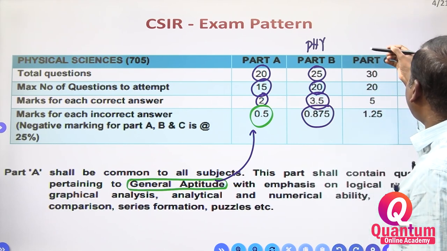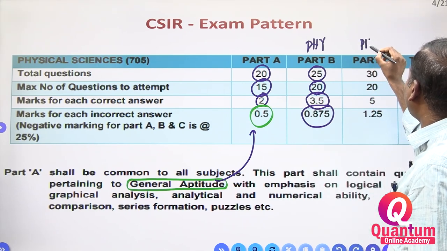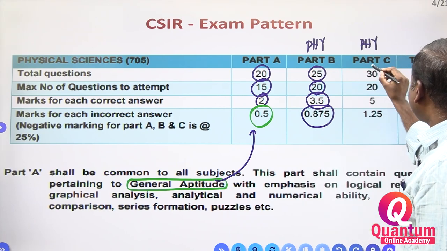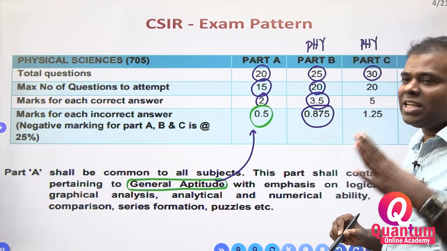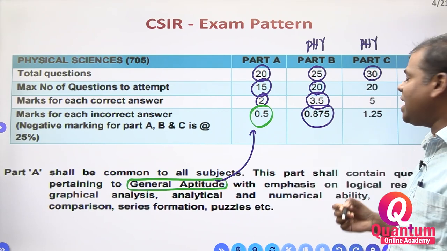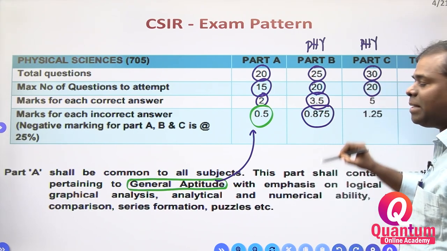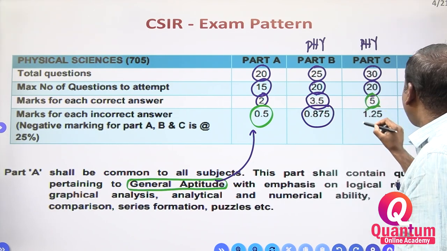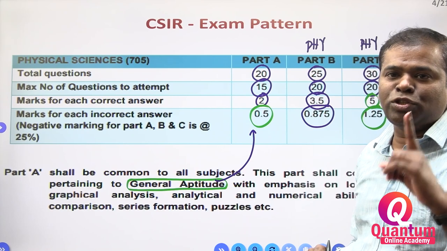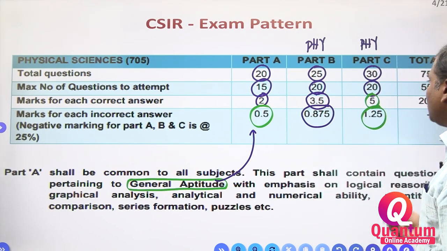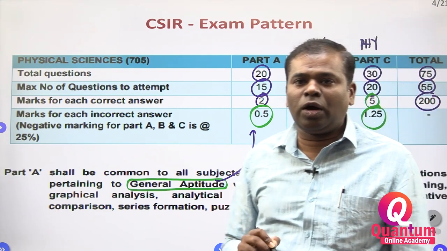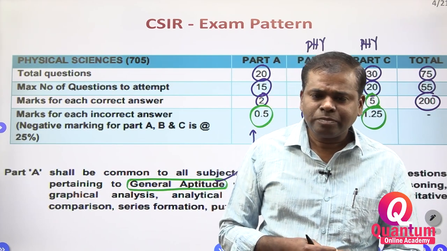Part C is very, very important, because in Part C we will get 100 marks. 30 questions they are asking, with choice, 20 questions you have to attempt. Each question has 5 marks, and for each wrong answer you get a 1.25 negative. Total 200 marks, total 75 questions, you have to attempt only 55 questions for the CSIR examination.